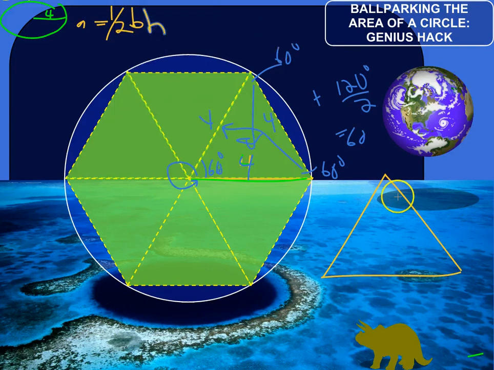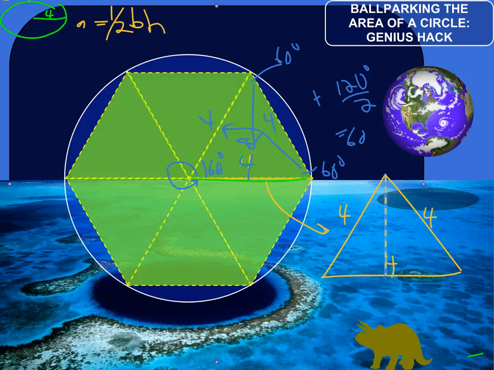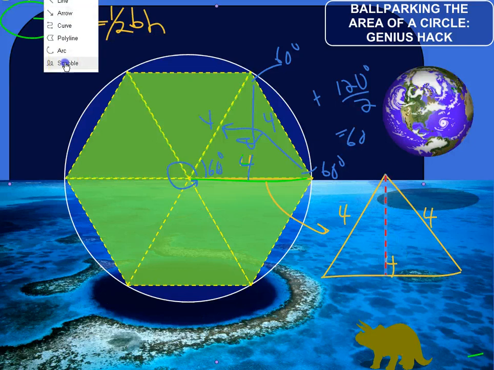Okay, so the base of this triangle, we're just moving this triangle over here. The base is 4, and these sides of the triangle are 4. But what's the height? The height is the distance from the base to the vertex across from it. The shortest distance from that base to the vertex or corner across from it. So the height is this length right here.